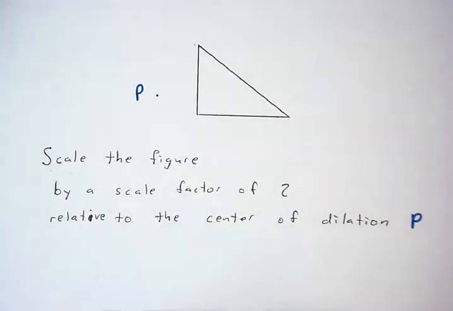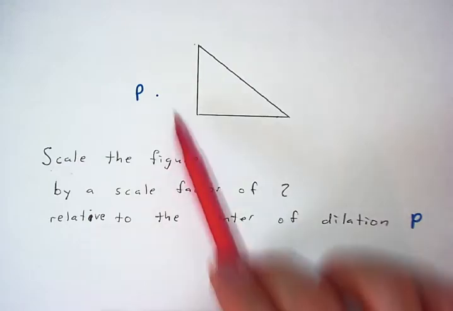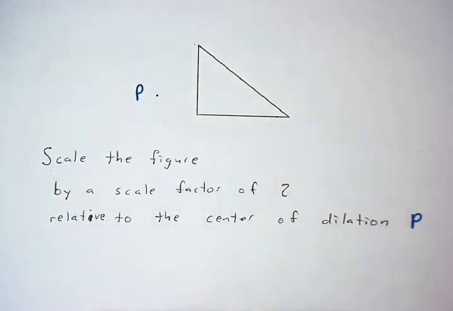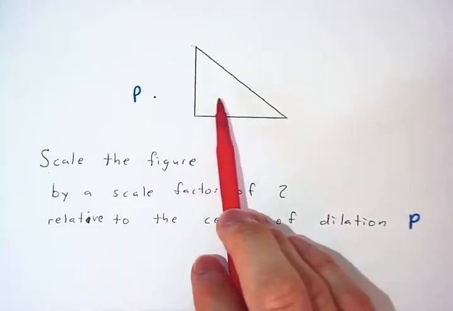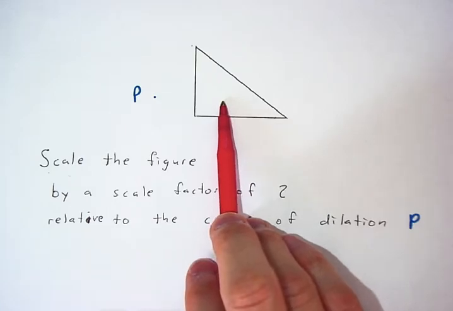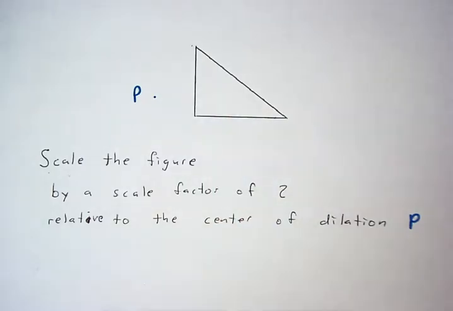Scale factor tells us when you go from the original to the dilated figure, how much it is going to change. Here, everything's going to change by times 2. Okay, and we're going to make it 2 times bigger relative to the center of dilation P. Relative means compared to. Okay, so compared to this dot right here, we're going to make this picture 2 times as big. So how do we scale a figure relative to a point?